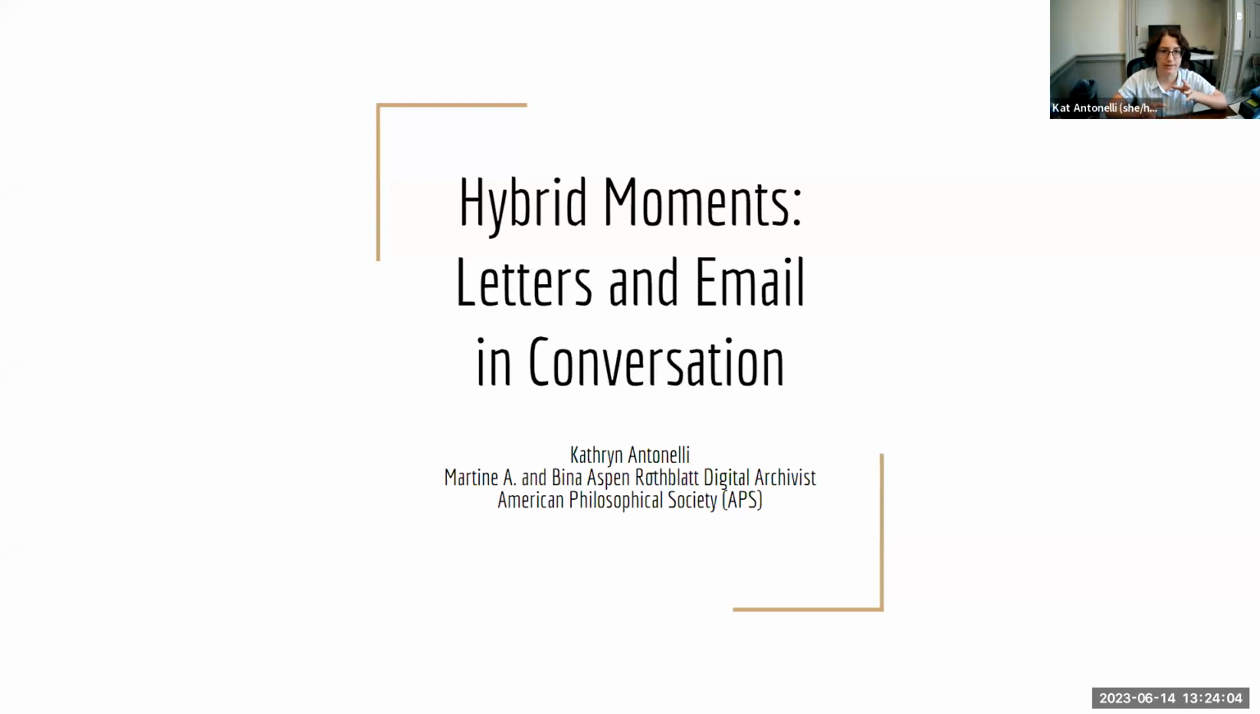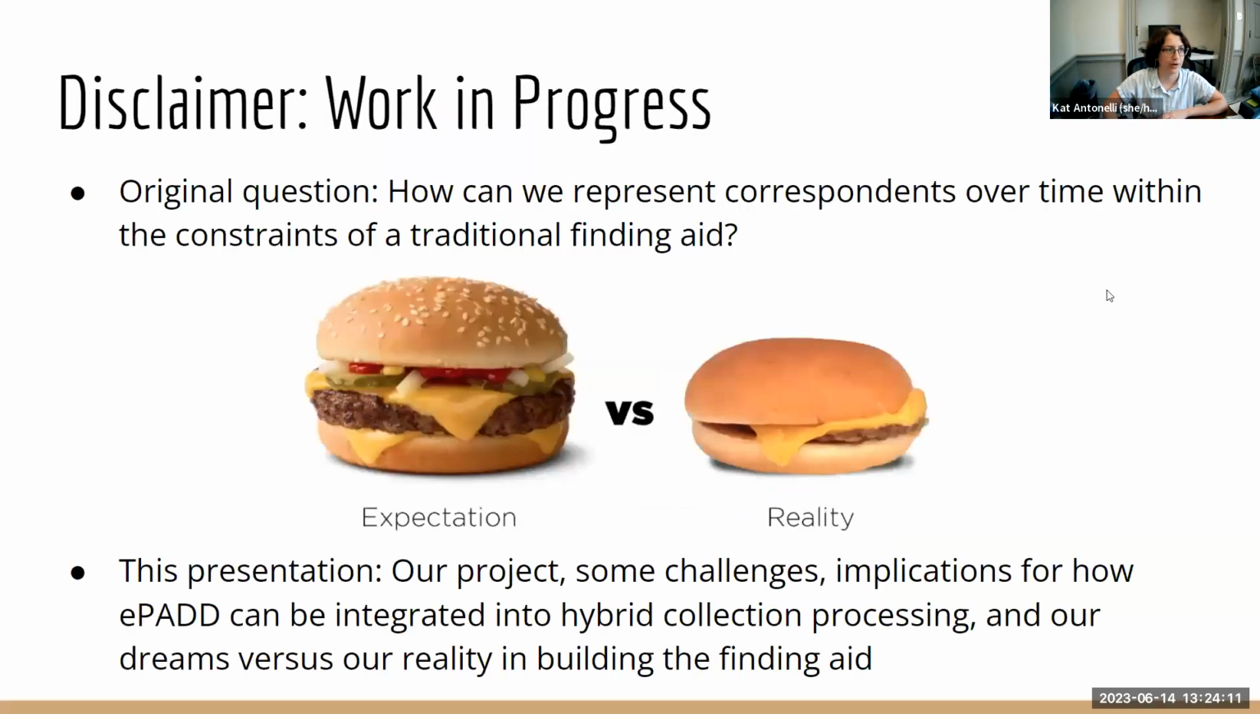I'm going to share the journey so far with you. It's a bit of a bumpy ride and I'm still in the weeds. So we're going to do a little overview to start off so you know where we're headed. The main thing that we initially wanted to figure out with this collection was how we can best represent correspondence over time, acknowledging the constraints of a traditional finding aid. I'll say up front that I don't have a revolutionary answer to that at the end here. This was definitely an expectations versus reality situation, but I will share the solutions that we have come up with.